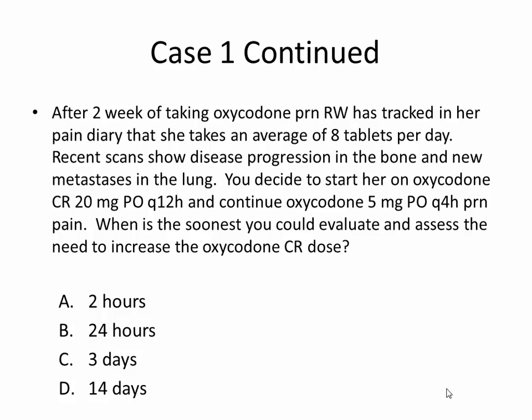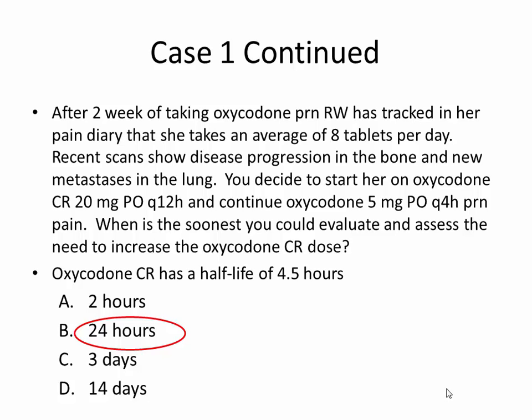Well, you would need to know what the half-life of the oxycodone CR is. So let's say you look it up, and it's not far from the immediate release oxycodone half-life, so it's about 4.5 hours. Now remember, you can't titrate to the next dose unless you reach steady state. So when are you going to reach steady state with this sustained release oxycodone? If you said 24 hours, you're correct.